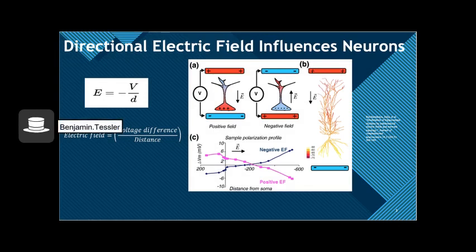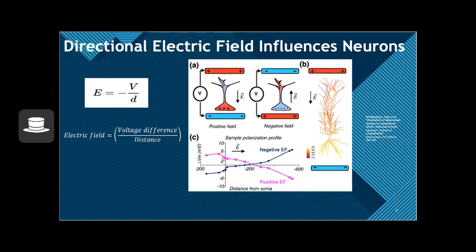What influences neurons, which are the principal brain cell, when doing electrical stimulation is a directional electric field. Electric field is created when there is a voltage difference over some distance. As can be seen in the cartoon of a 2D representation of a neuron with the cell body on the bottom and a large dendritic tree upward, which is basically its receiving cable to receive signals from other neurons.